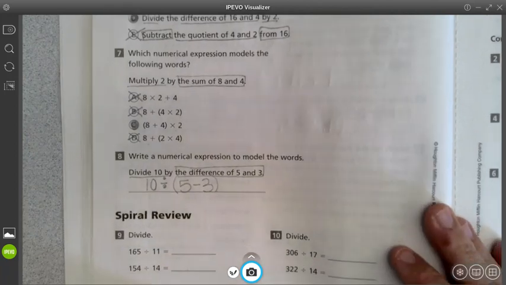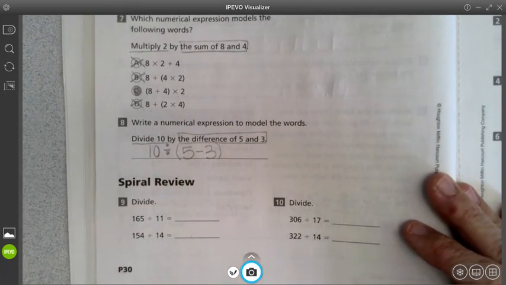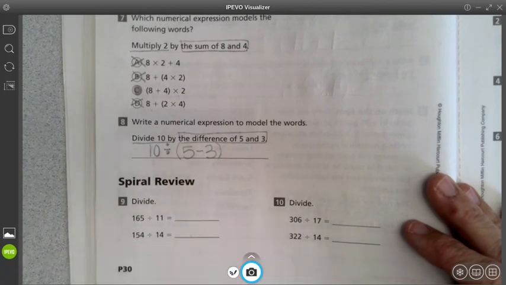All right, the bottom is spiral review, a little division practice that you can do on your own. That is not part of our next test. Hopefully you're able to do those.